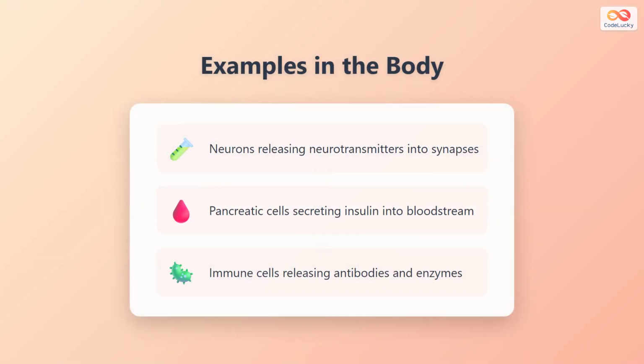Exocytosis plays crucial roles throughout your body. Neurons, or nerve cells, use exocytosis to release neurotransmitters into synapses, which are the tiny gaps between nerve cells. This allows signals to travel from one neuron to another, enabling everything from thought to movement. Pancreatic cells secrete insulin into the bloodstream through exocytosis, helping regulate blood sugar levels. Immune cells release antibodies and enzymes via exocytosis to fight off infections and foreign invaders. These are just a few examples of how vital this process is for normal body function.